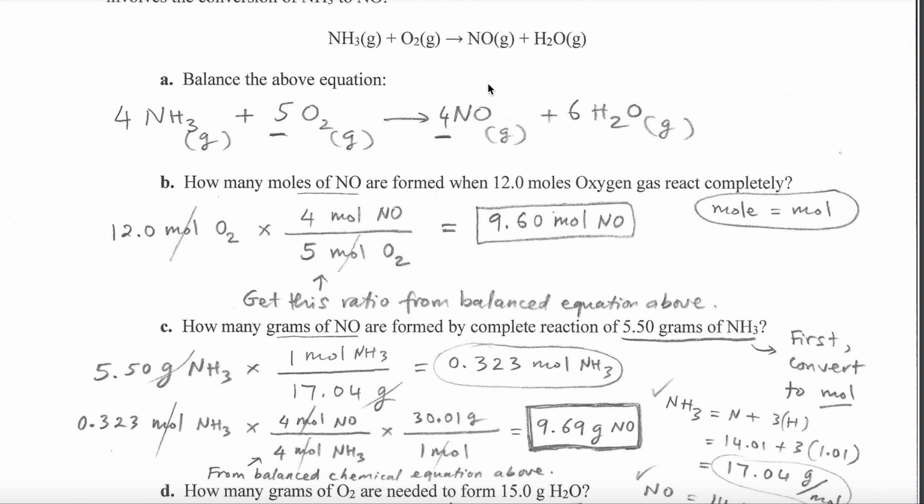4 moles right here over 5 moles of oxygen. Remember, we always have to cancel out something. Moles of oxygen cancel out. Take 12 times 4 divided by 5, which gets 9.60 moles of NO.